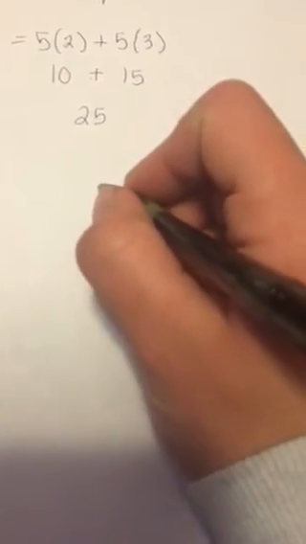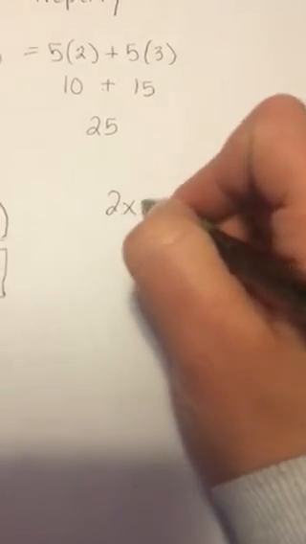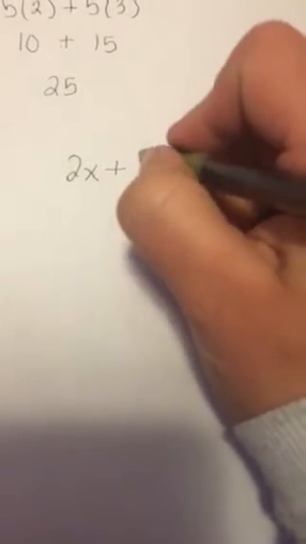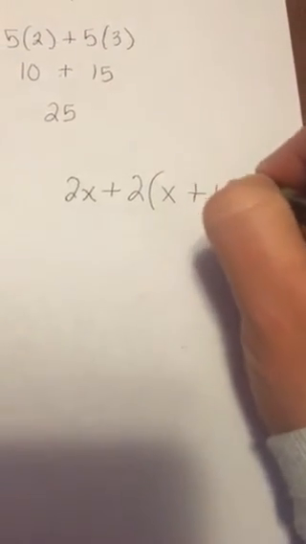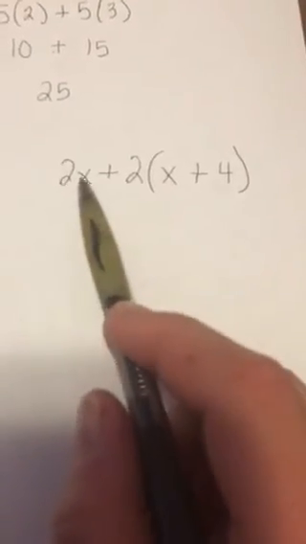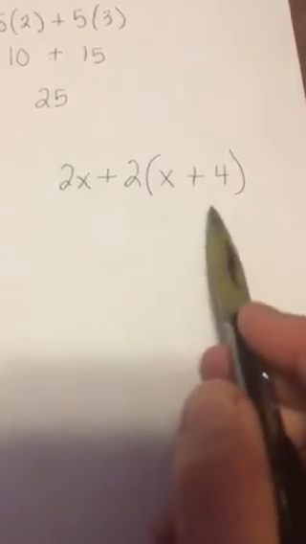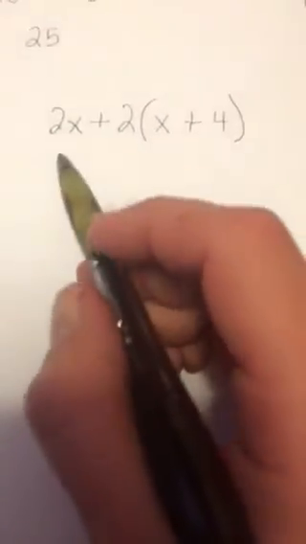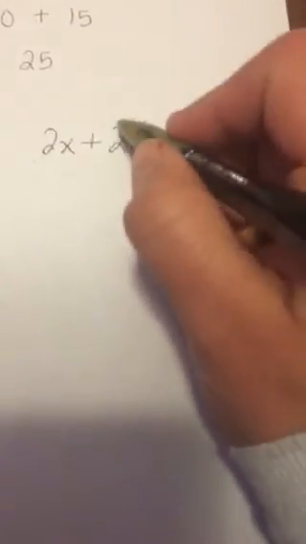Let's do one more. 2x plus 2 parentheses x plus 4. So here's an instance where you're going to have to get rid of the parentheses in order to combine like terms to simplify this expression. So before we deal with this 2x, let's use the distributive property to get rid of the parentheses.